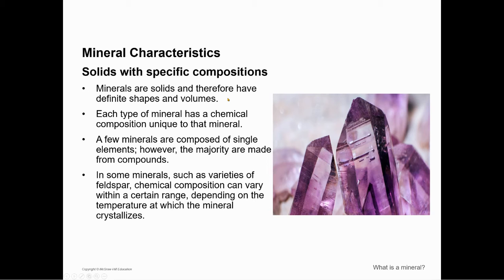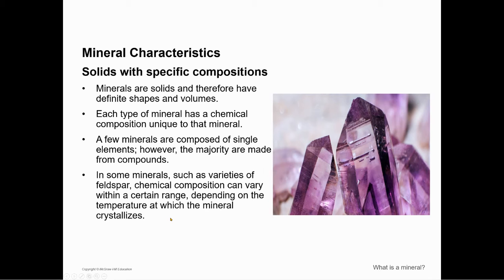So minerals are solid and therefore have definite shapes and volumes. Each type of mineral has a chemical composition unique to that mineral. A few minerals are composed of single elements, however. The majority are made from compounds. In some minerals, right here, for example, gold. Gold is a mineral, it's an element.